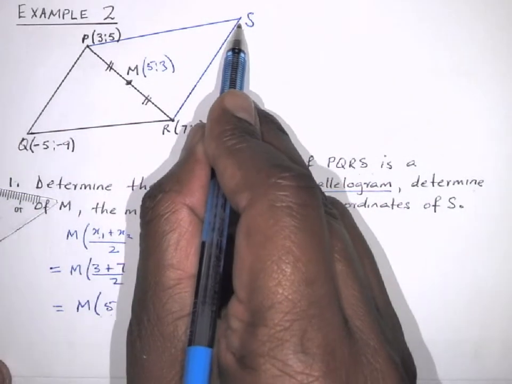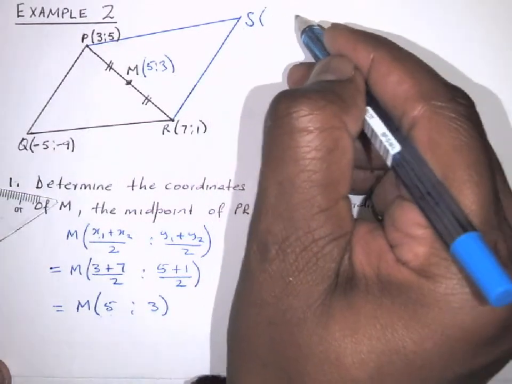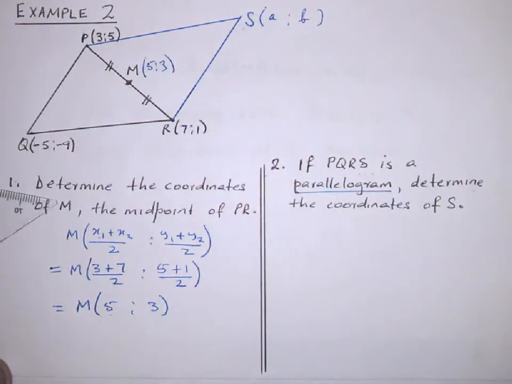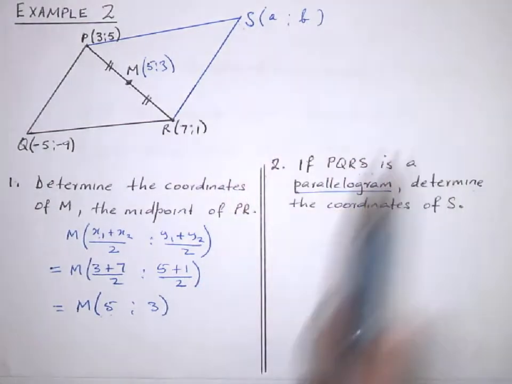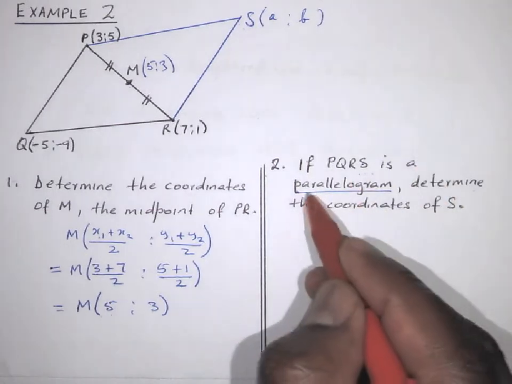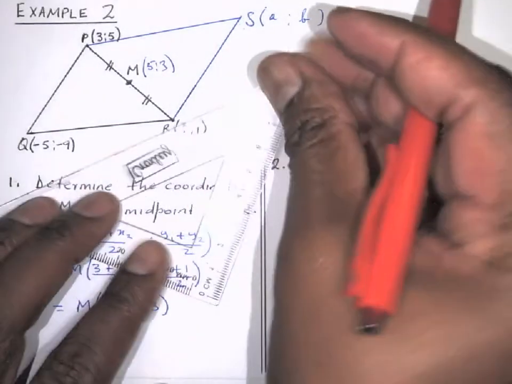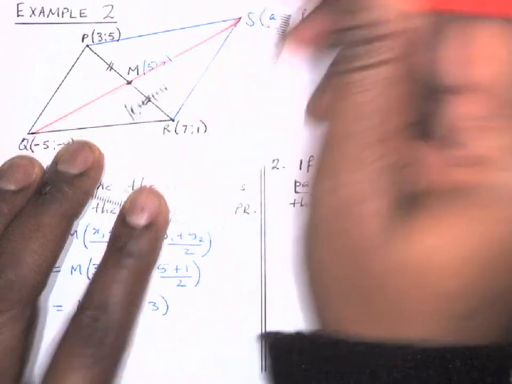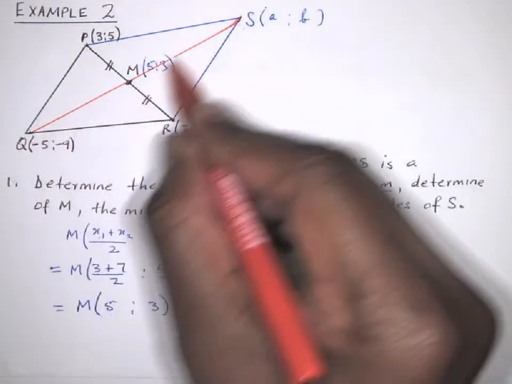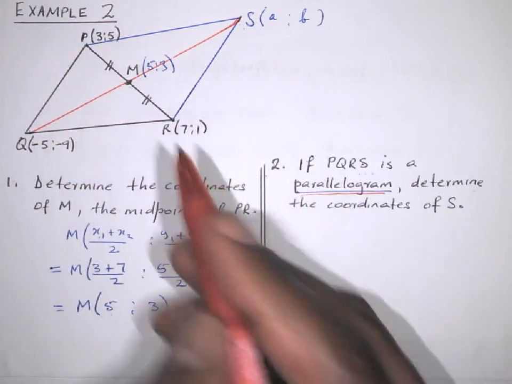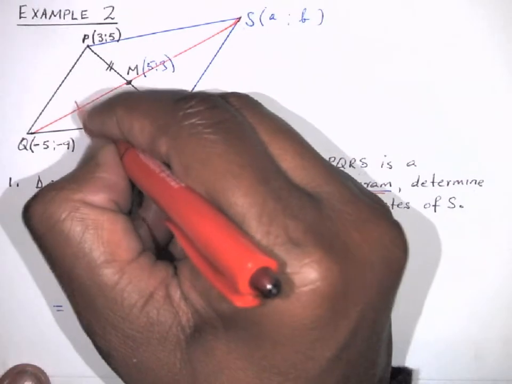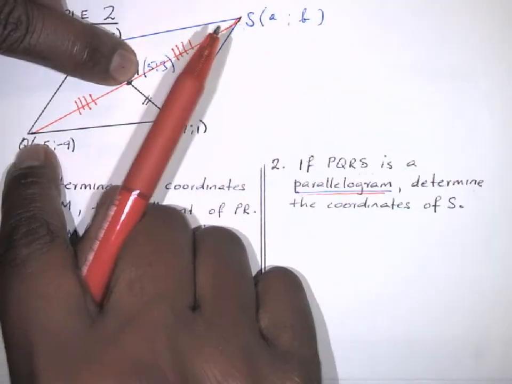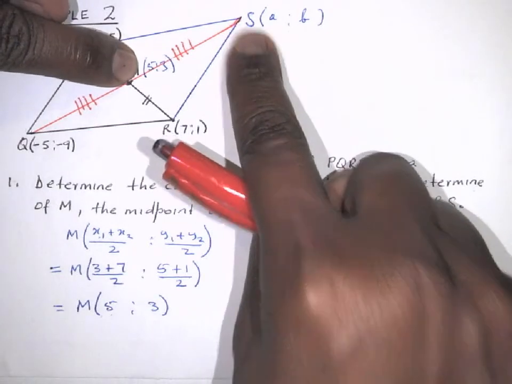So they say we must find the coordinates of S. So we need to find what is the X value and what is the Y value over here. We don't know, so let me put a letter A and a letter B. So I want to find what is A and what is B. Now, the best way of doing this is to remember that a parallelogram has diagonals. I can draw a diagonal that will pass through that line over there, to make our diagonal. So the diagonal QS and diagonal PR, because it's a parallelogram, they bisect each other, which means that that length over there must be equal to that length over there. So M is also the midpoint of S and Q. So therefore, to find S, I'll have to reverse the midpoint formula.